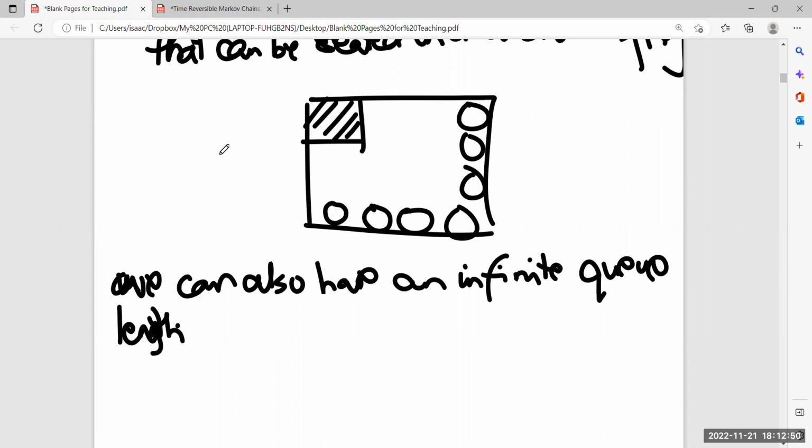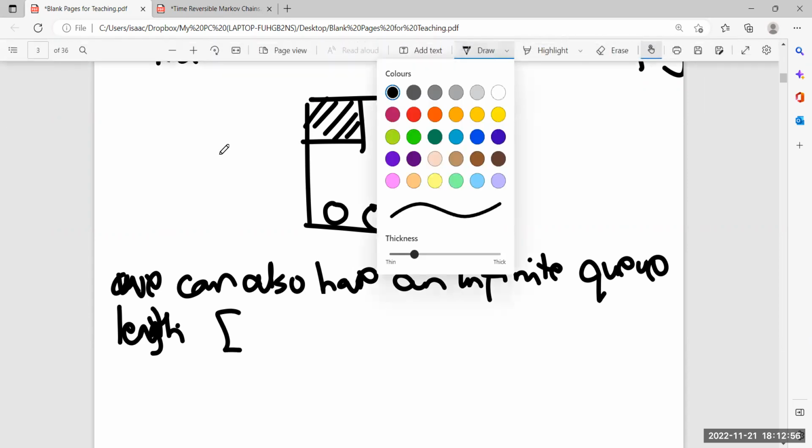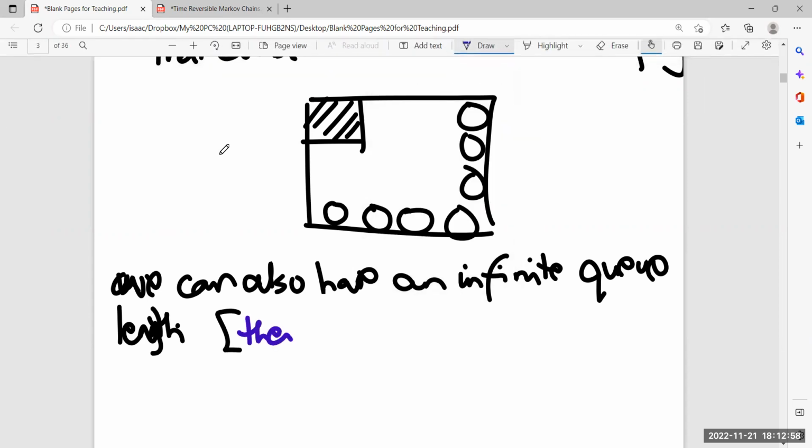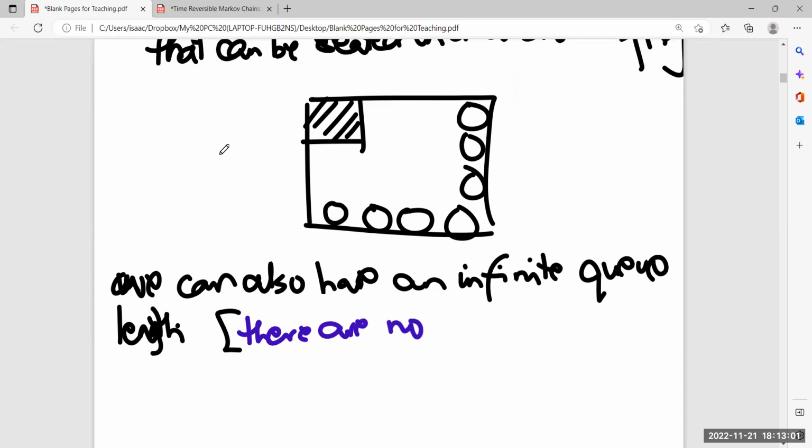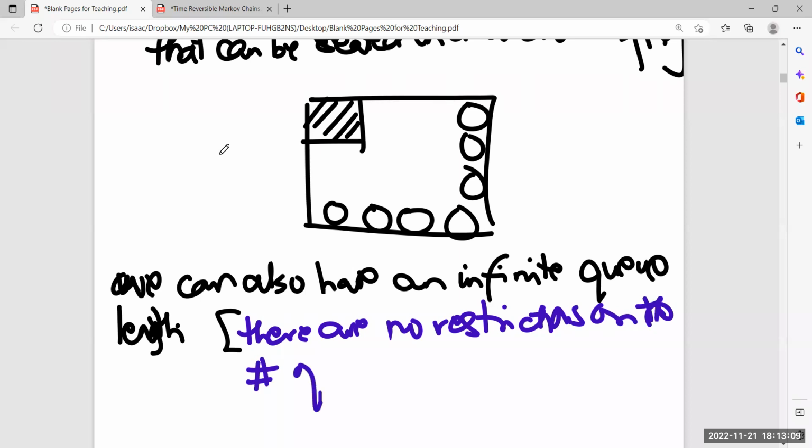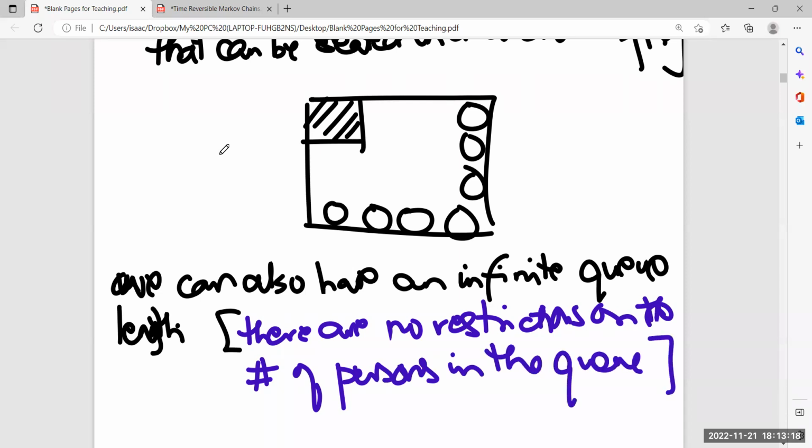So now we will talk about an infinite queue length. So here there are no restrictions on the number of persons in the queue, right? So you come, you could just join, and however long this line goes, it goes, right? So nobody is going to throw you out of the line or tell you to go home or anything like that.